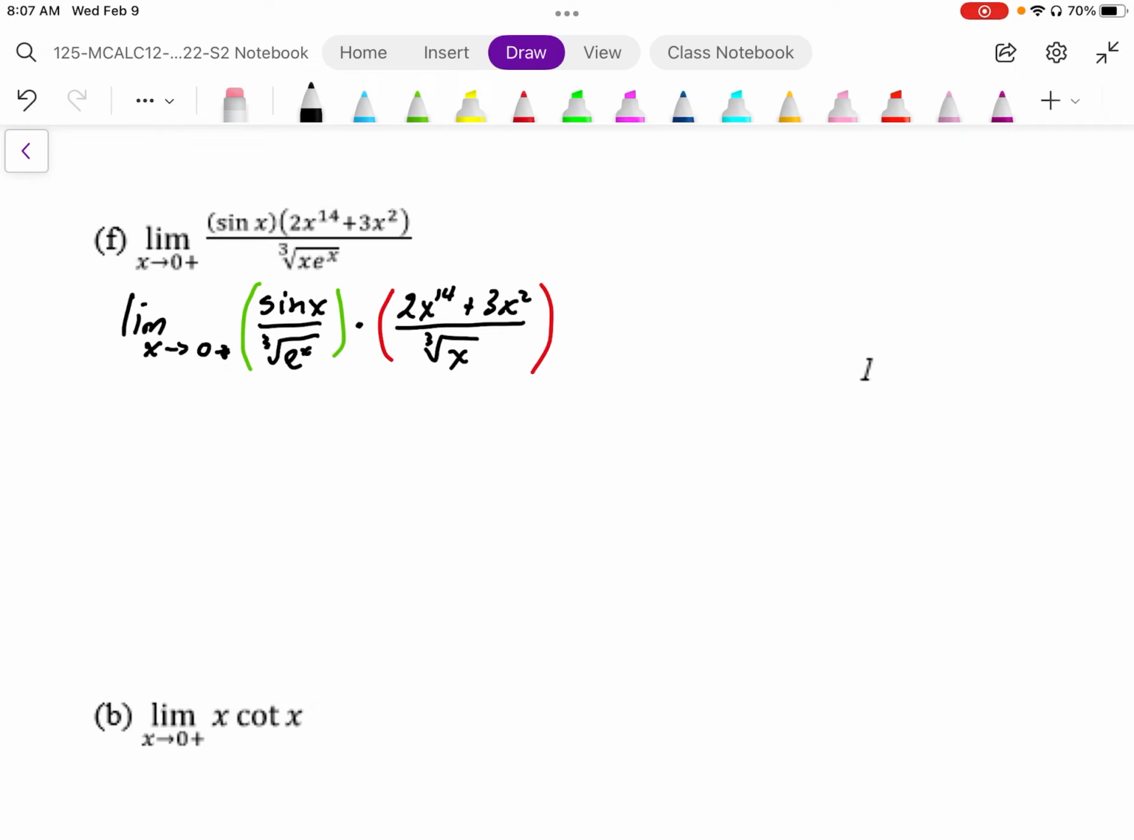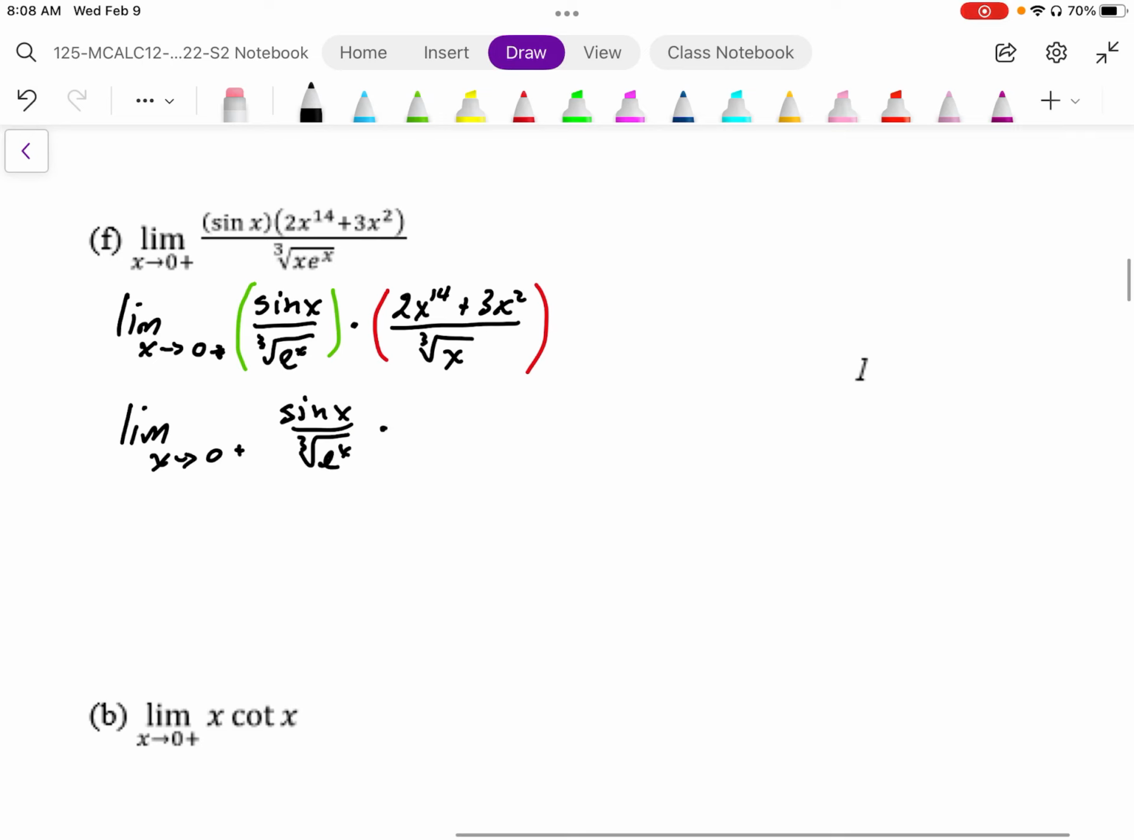So if I simplify this, I end up with the limit as x goes to 0 from the positive side of sine x over the cube root of e to the x. When I plug in 0, that's going to be equal to 0. And then I also have this part here times, and this is just going to simplify to 2x to the power, 42 over 3 minus 1, so 41 over 3.